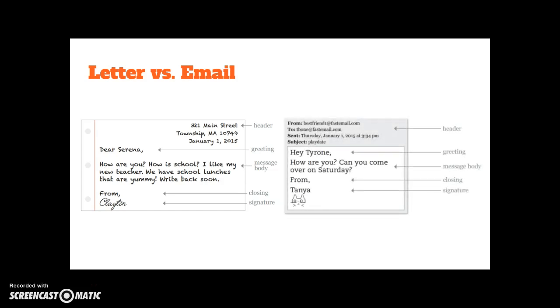An email is similar. It has a header, and instead of a home address, we have our email address. We also have who it's going to, the date it was sent, and it has a subject. We have to say what the email is about. Next, we have a greeting. It says hello to the person you're writing to. The message, which is what the email is about, and a closing with a signature from yourself.